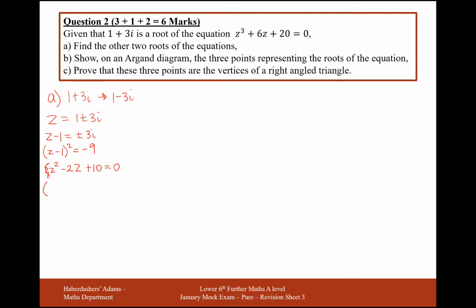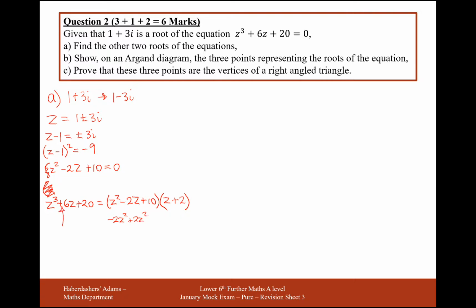So what I'm going to do now is factorize z cubed plus 6z plus 20 with z squared minus 2z plus 10. Now what do I need in my third bracket and my third root? Well, I'm going to need z times z to give me the z cubed. I'm then going to get minus 2z squared. So if I then put a plus 2 here, that's going to give me plus 2z squared, which will cancel out any z squared.